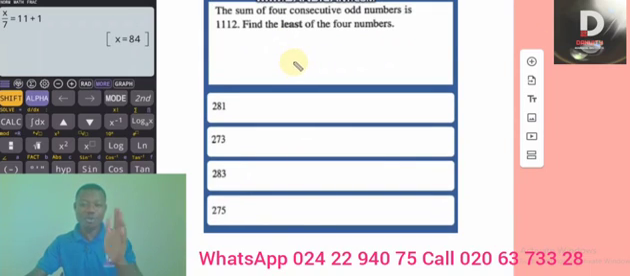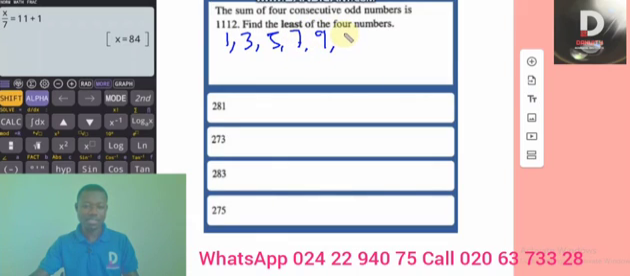The sum of 4 consecutive odd numbers is 1112. Find the least of the 4 numbers. He didn't state which of them, so what you have to do is to write odd numbers down, then use it to generate your answer. Odd numbers. The first odd number is what? 1. Next one is what? 3. Next. 5. Next. 7. Next. 9. Next. 11. On and on.